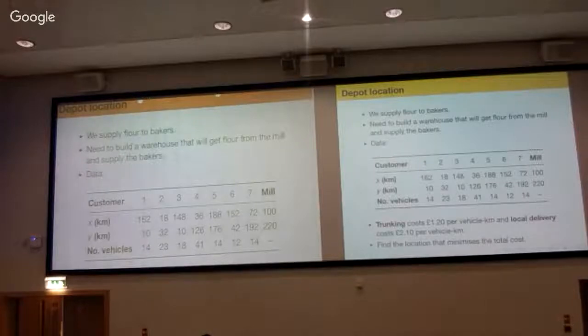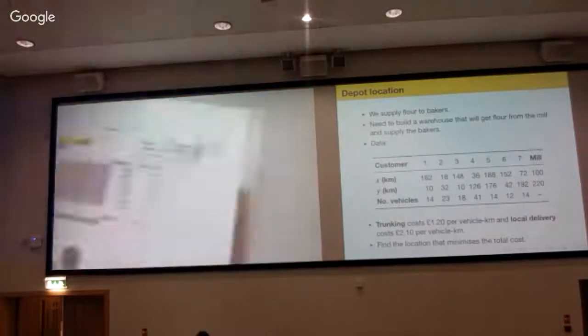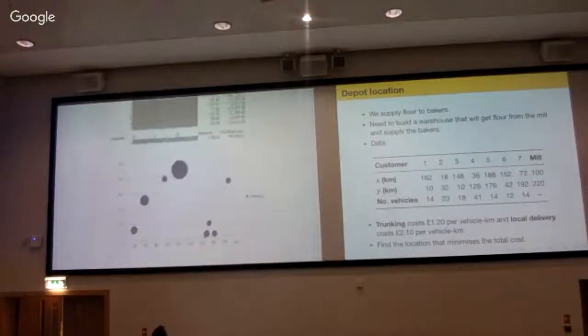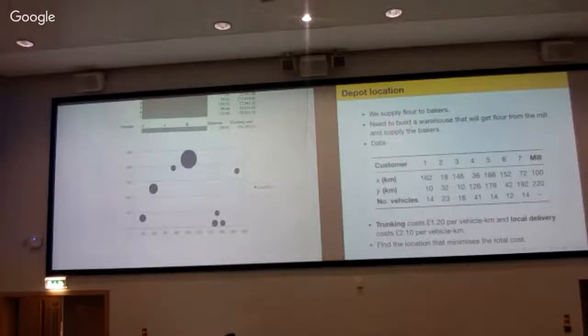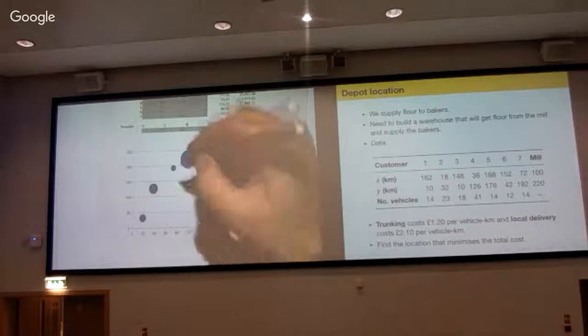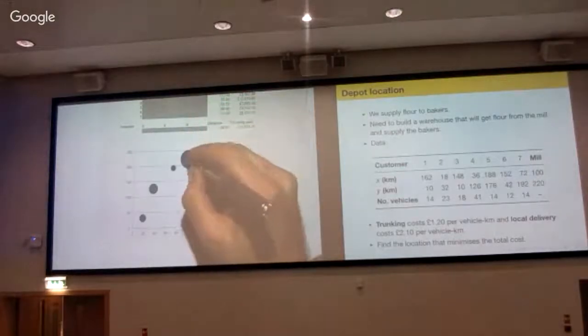So the first thing I want to do is to visualize. Now, the picture is not great, I give you that, but I also admit that I made the picture. One problem with the picture is that you don't know what the customers are and what the mill is. Okay, so the mill is this. Does it show as red?